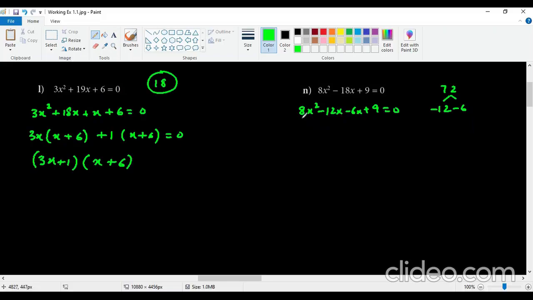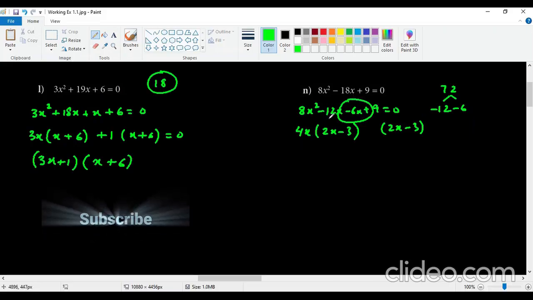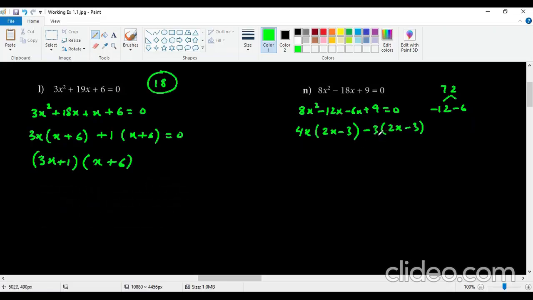Now in these two, what is common is 4x, and 4x times 2x gives you plus 8x squared, and 4 times 3 is 12. So as soon as you get this bracket, copy down this bracket once again, and now look at this third term, which is minus 6x. So 2x you already have. When it's multiplied by minus 3 it's going to give you minus 6x. Now 2x minus 3 in one bracket, and 4x minus 3 in another bracket, which is going to be your final answer.